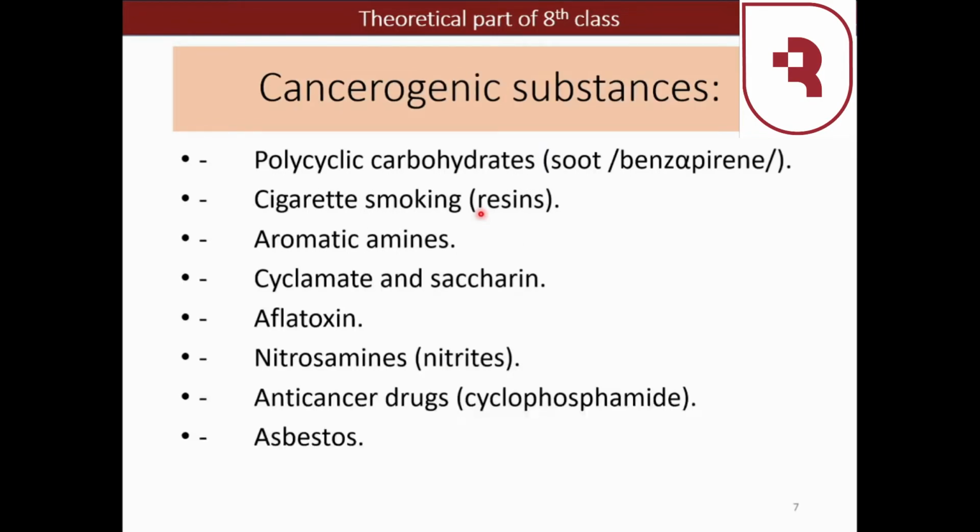On this slide you may see carcinogenic substances, and you may see all of them. So these are chemical oncogenic substances. They are polycyclic hydrocarbons, cigarette smoking, aromatic amines, cyclamates and sarmine, aflatoxin, nitrosamines. Anti-cancer drugs like cyclophosphamide may also lead to formation of tumor, and asbestosis.